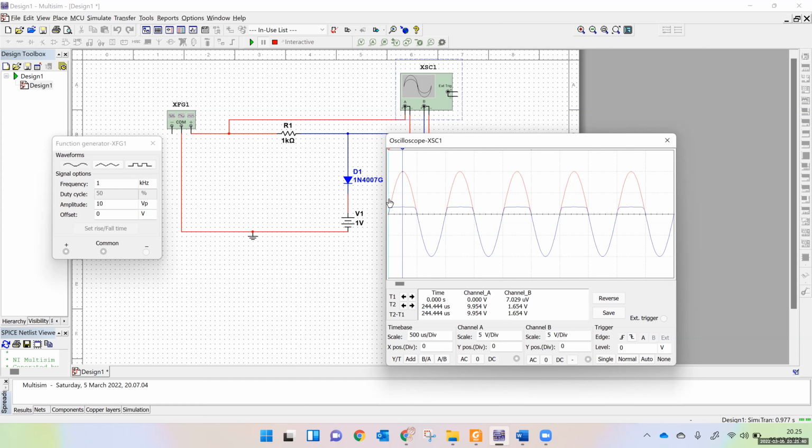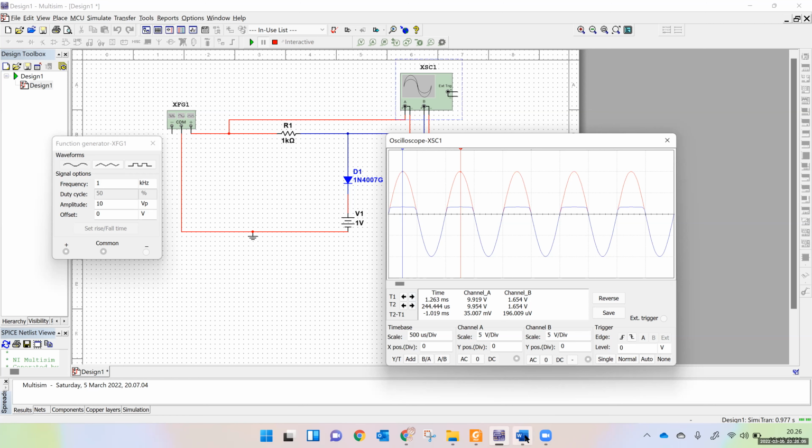And this one, let me put the cursor here. Now you can see that this is 1.654. This happens because this is not an ideal diode. So instead of 0.7, there is 0.654, almost 0.7 voltage drop across the diode. So this is the positive clipper.